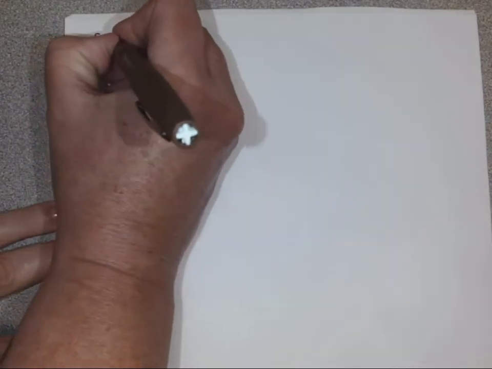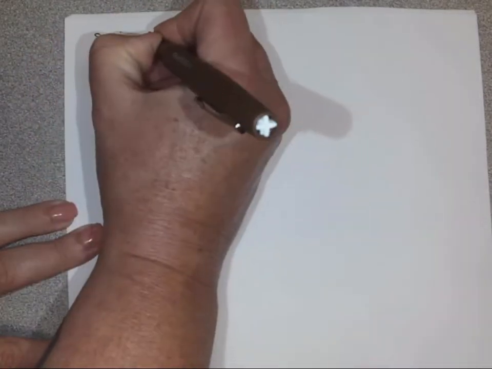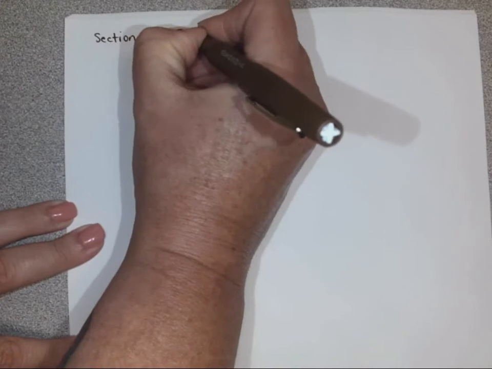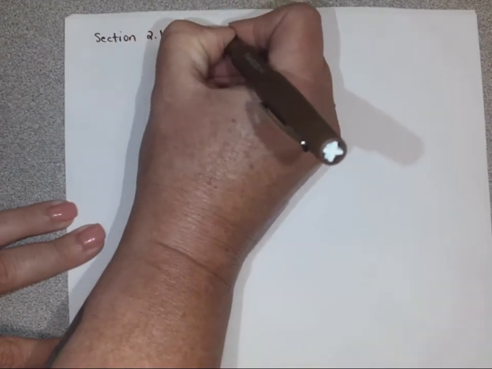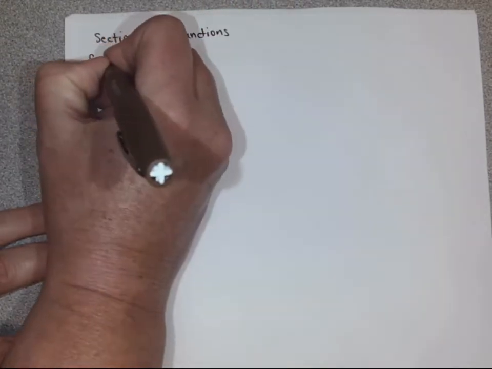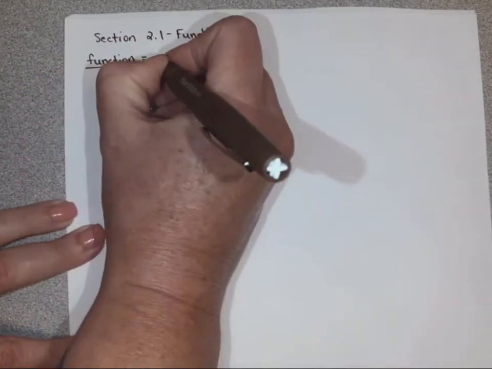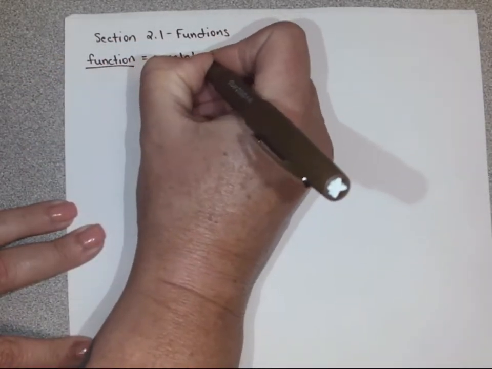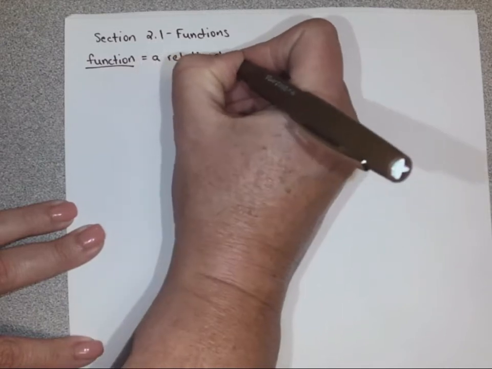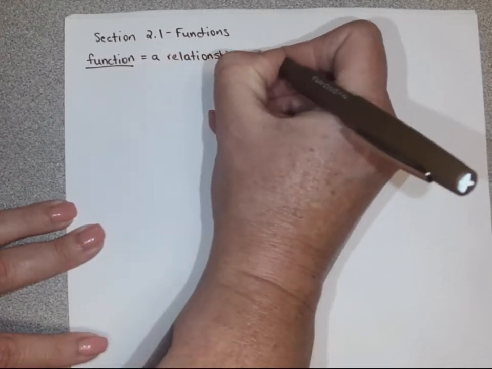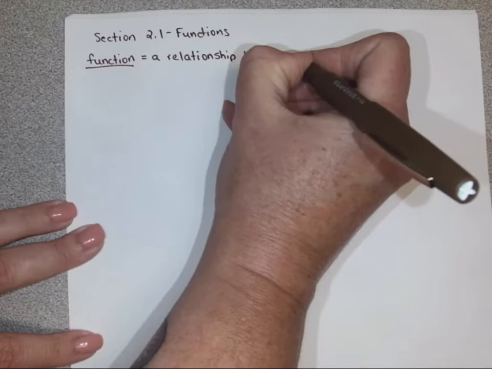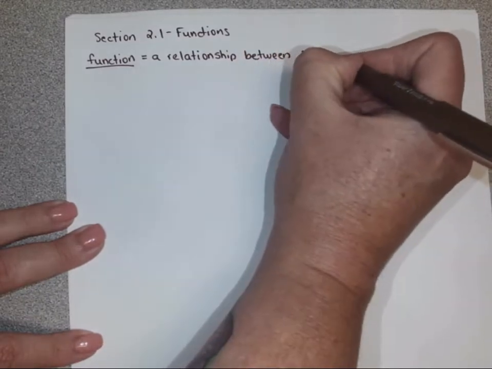This is going to be section 2.1, which is entitled Functions. So let's try that again. A function in its most basic form is just a relationship between two variables. In this class, most frequently we are going to use x and y for that, but just know that those variables could change.